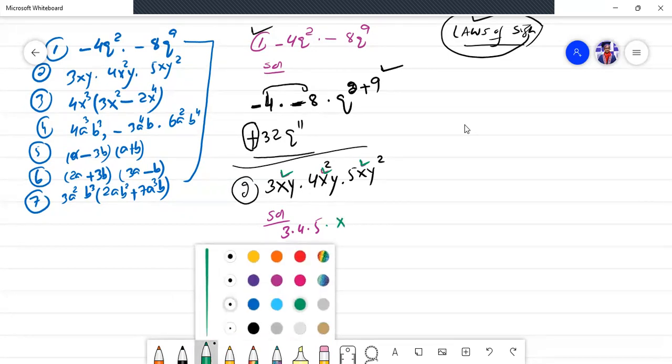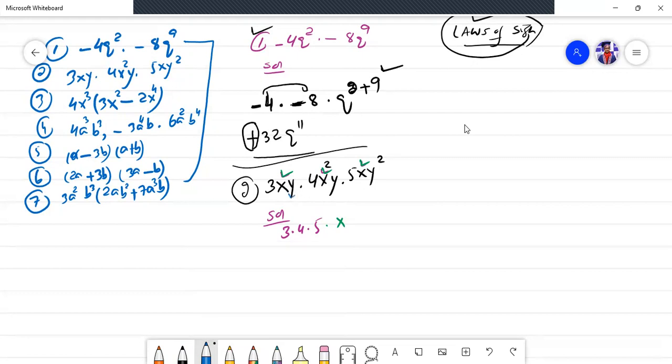Then, change the color, pick the blue one. Now carefully observe that y is present with the 3x, y is also present with the 4xy, y is also present with the 5x. So what we will do, we will take the y as a common base. So what is the next step? The next step is to add the powers of the given letters.